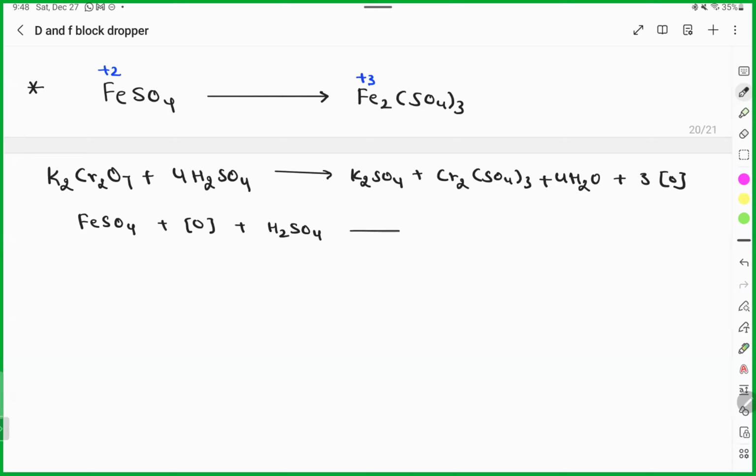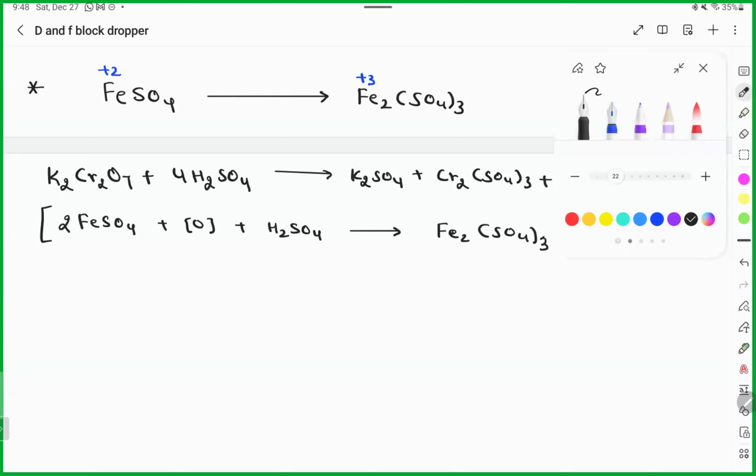Now, how do I know that H2SO4 will be added here? Because I know FeSO4 can convert into Fe2(SO4)3. Now I need three sulfate, and I have only one. So you have to balance it out first: two Fe, two sulfate, three sulfate, and S2, just balancing. But again, here you have one oxygen, on the other side three, multiply by three, and now you can get the result.